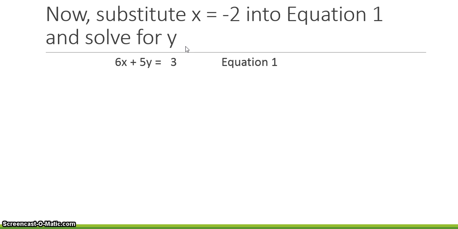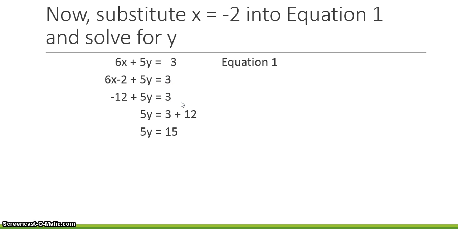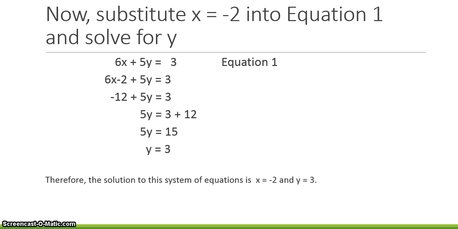for y. So here is equation 1 again. Where x is here, I'm going to substitute negative 2. 6 times negative 2 is equal to negative 12. So negative 12 plus 5y equals 3. When I take the negative 12 to the other side of the equals, it will become positive 12. So 5y is equal to 15. If 5y is equal to 15, then y must be equal to 3. So the solution to this system of equations is x is equal to negative 2, y is equal to 3.